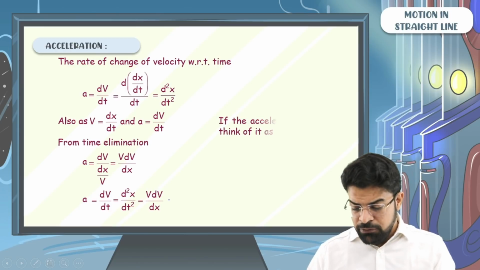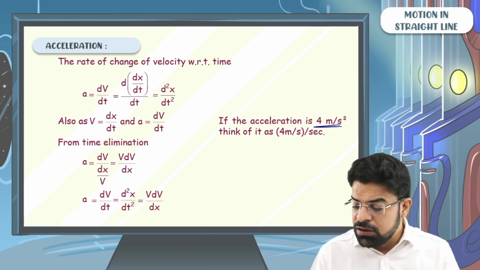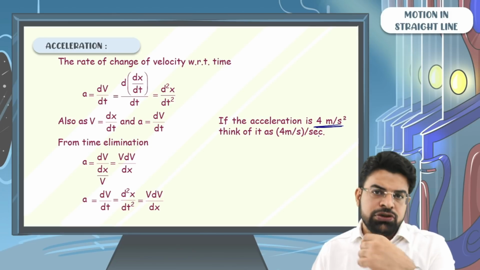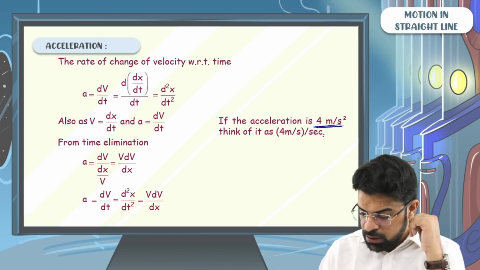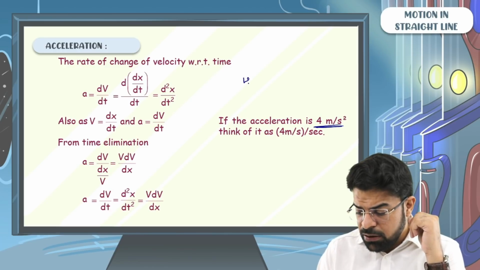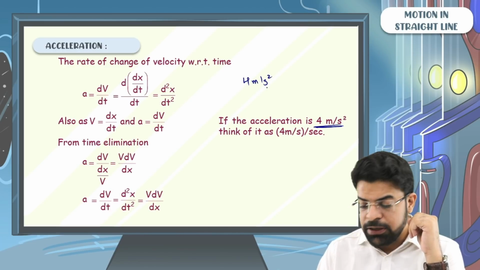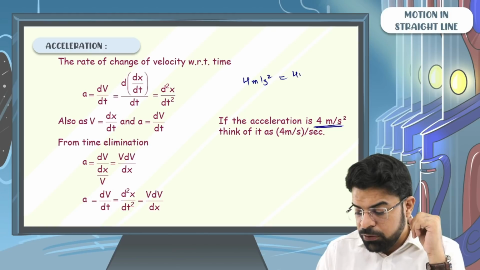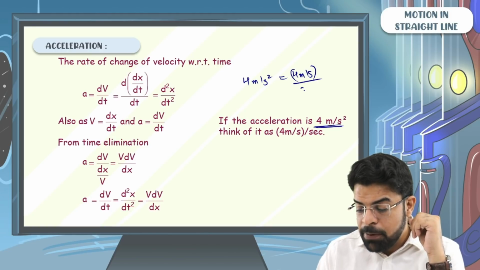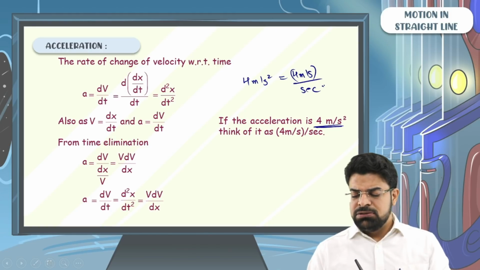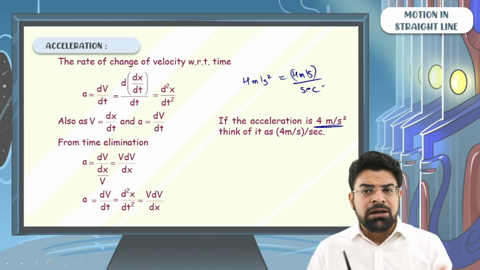But when we say that the acceleration of a body is 4 meters per second square, what should you think? Do not think of acceleration as 4 meters per second square. Think of it as 4 meters per second per second. Sir, aren't they the same thing? 4 meters per second per second?